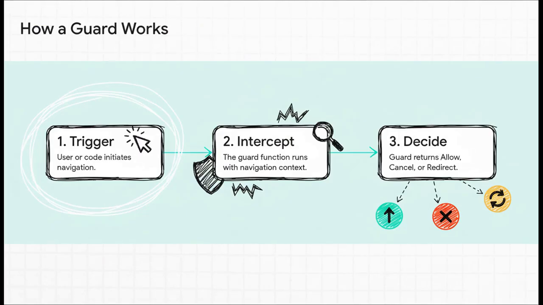The flow is really simple. Step 1, the user tries to go somewhere. They click a link, or you call navigate in your code. Step 2, boom. The guard intercepts that request. It gets all the info about where they're trying to go. And finally, step 3, the guard makes a decision. It returns a result. And that can be, yep, let them through, nope, stop right there, or actually send them over to the login page instead.